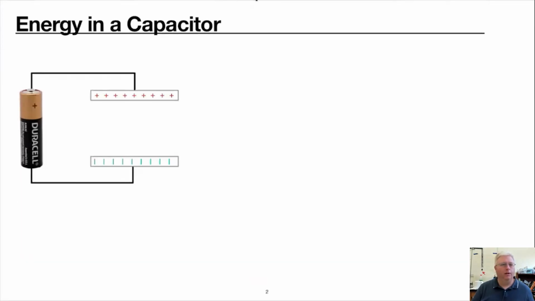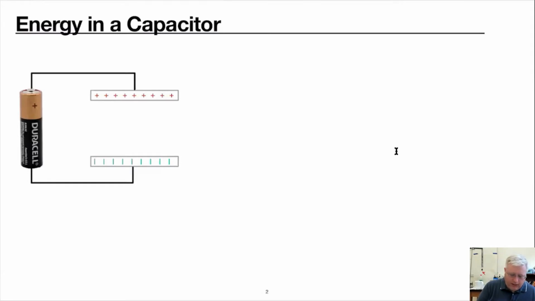Okay, so here we can see a sketch of a capacitor being charged, and we looked at a demonstration of that in the previous lesson. So what is the energy that it gets? It gets charged, it collects charge from the battery onto the capacitor. So how do we describe the energy that the capacitor has gained now?